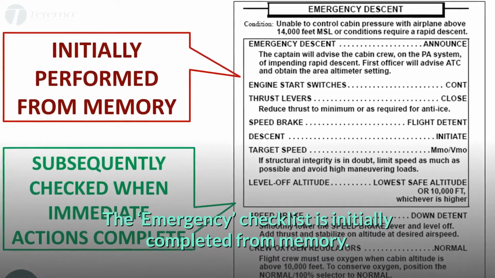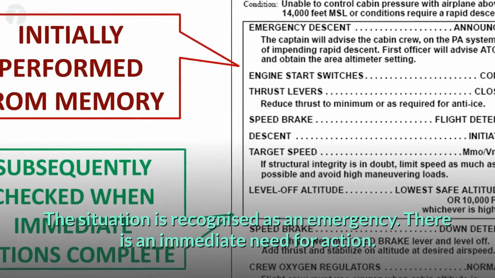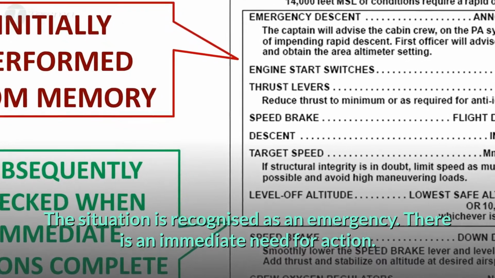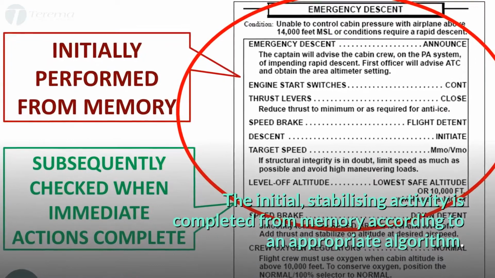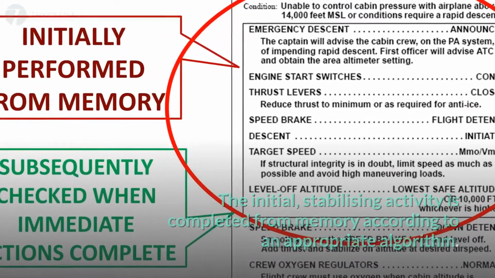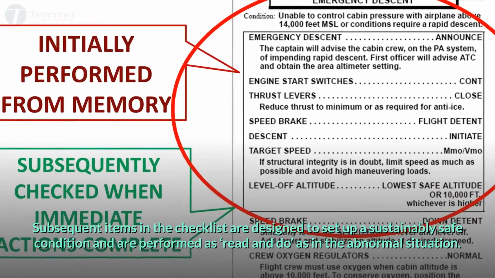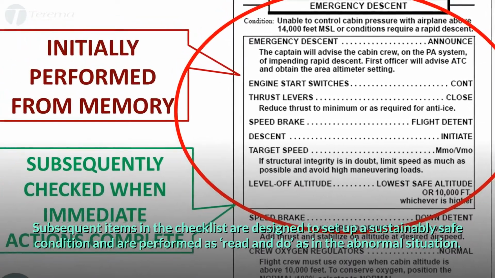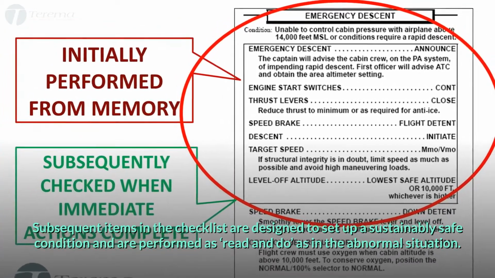The emergency checklist is initially completed from memory. The situation is recognized as an emergency. There is an immediate need for action. The initial stabilizing activity is completed from memory according to an appropriate algorithm. Subsequent items in the checklist are designed to set up a sustainably safe condition and are performed as read and do, as in the abnormal situation.